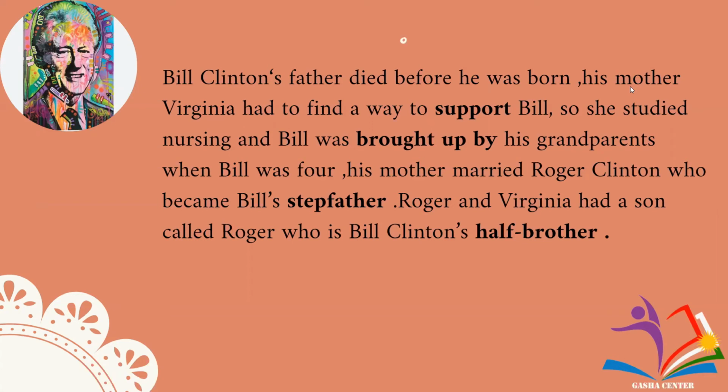Did you understand anything? I understand all. All right, so talk about it. Explain it. This story is talking about this person, Billy, whose father died before the son was born. And the mother had to find a way for Bill. She wants to have money and support Bill to grow up. So she studied nursing and Bill was brought up by the grandparents.